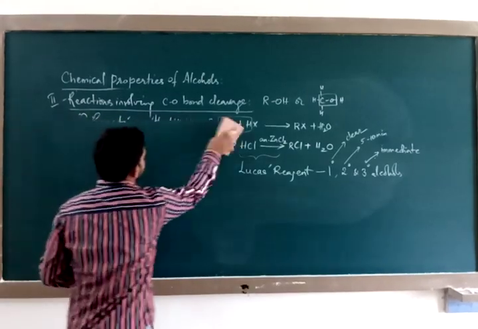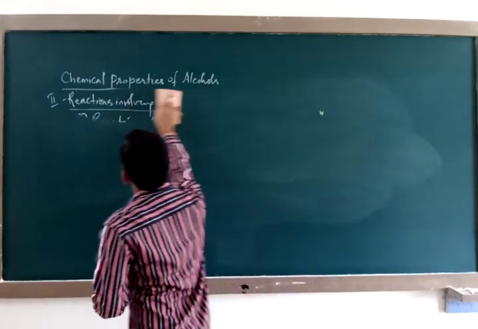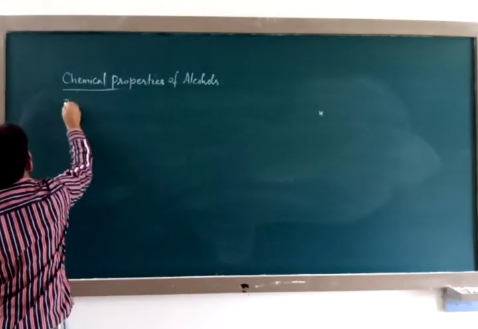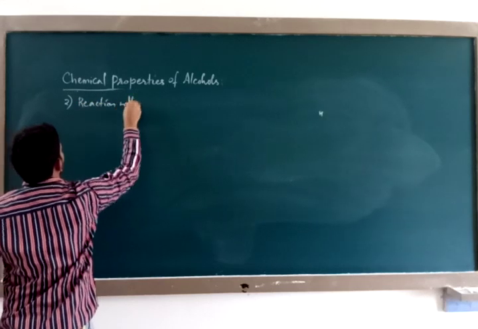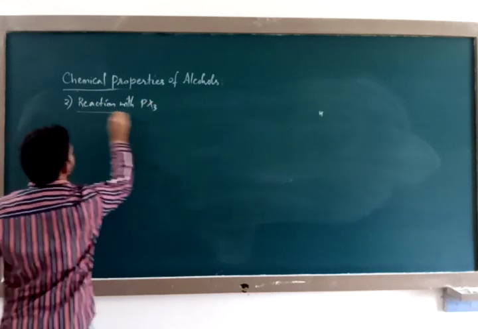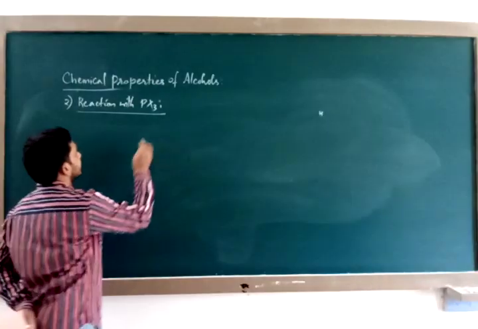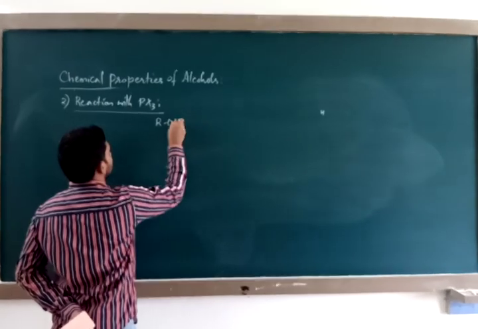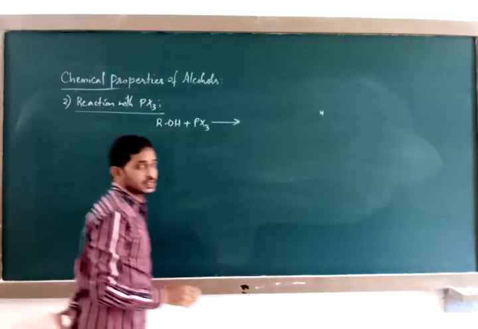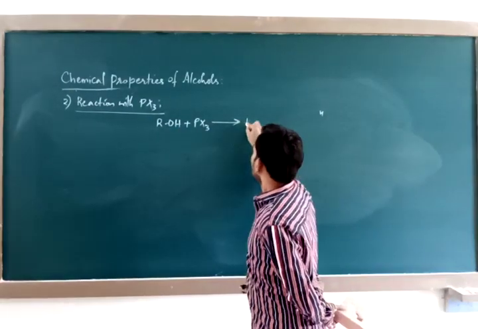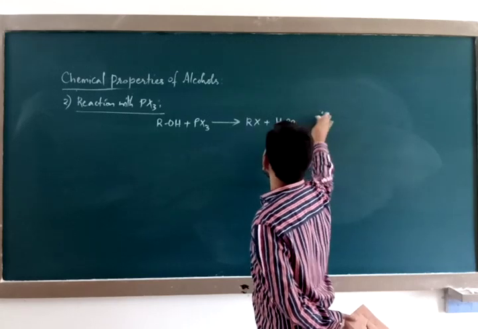Then the second is reaction of alcohols with phosphorus halides, especially PX3. So a given alcohol reacts with phosphorus trihalide. Then what product is formed? The same product, alkyl halide, along with phosphorus acid.